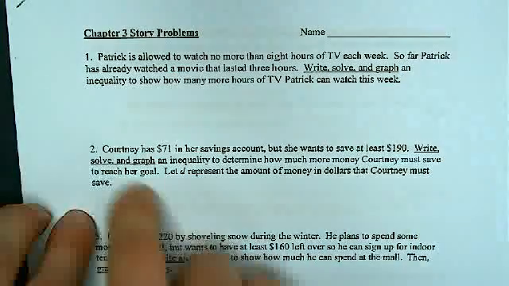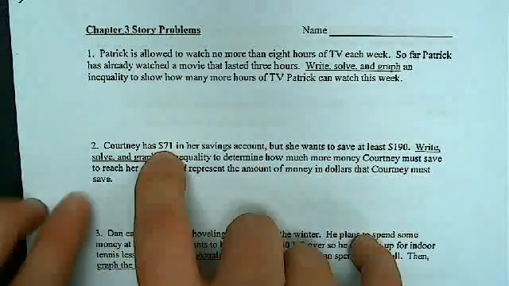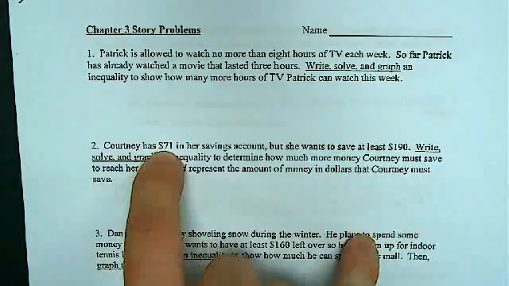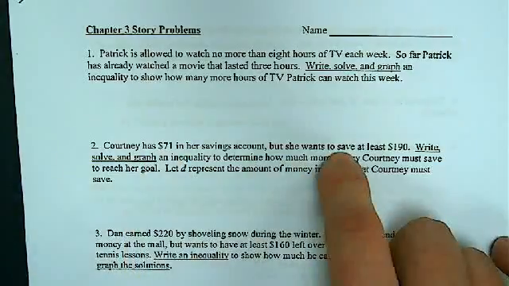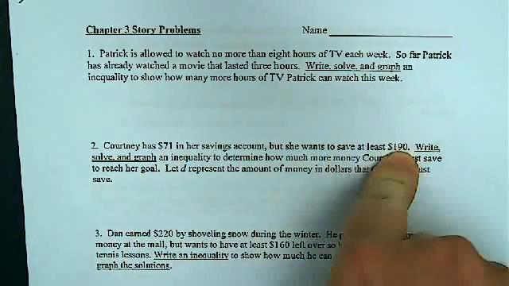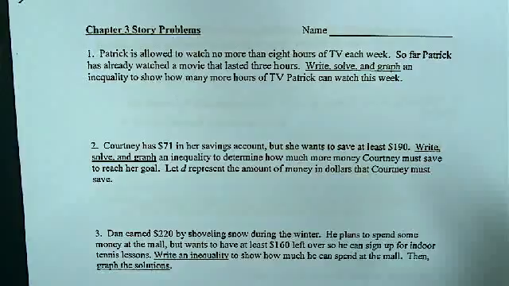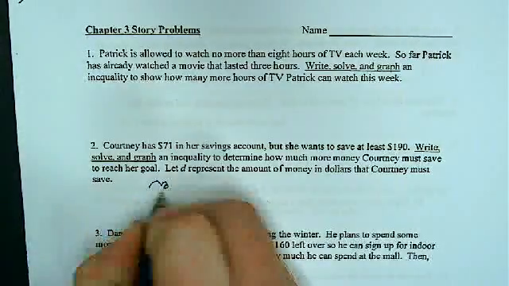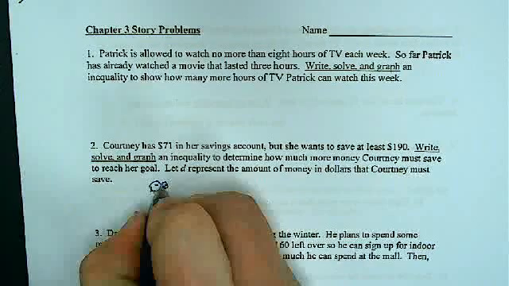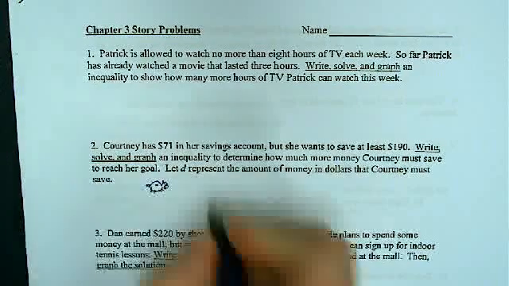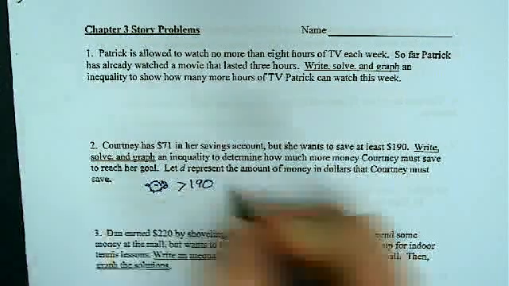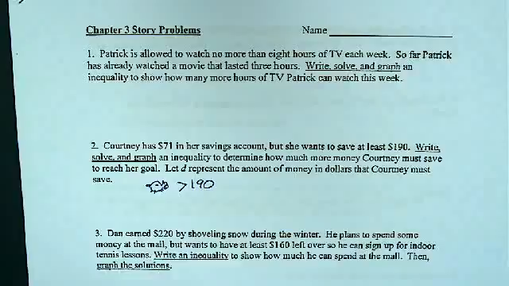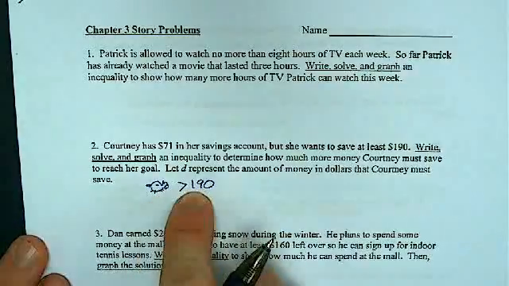All right, now as I was saying, we're going to talk about number 2 here. It says Courtney has $71 in her account. She wants to save at least $90. So the total amount of money she's got in her piggy bank has to be greater than 190. That's a piggy bank. We want it to be bigger than 90.